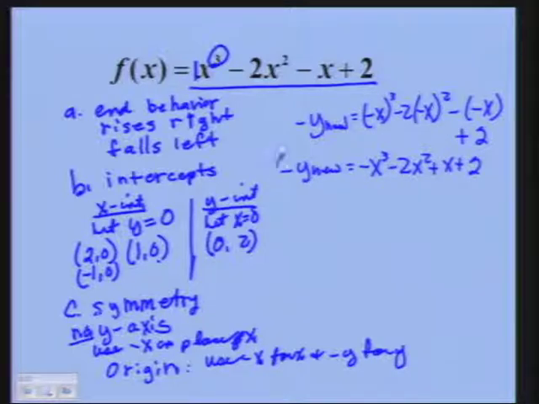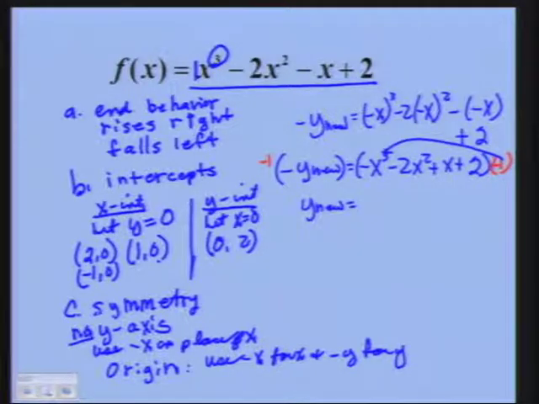And now we want to get just a y over here rather than opposite of y. So we'll multiply both sides by -1, and that will give us y. So negative times negative is positive, so we have positive y. -1 times minus x cubed gives us positive x cubed. -1 times -2x squared is plus 2x squared. -1 times x is minus x. -1 times 2 is -2.